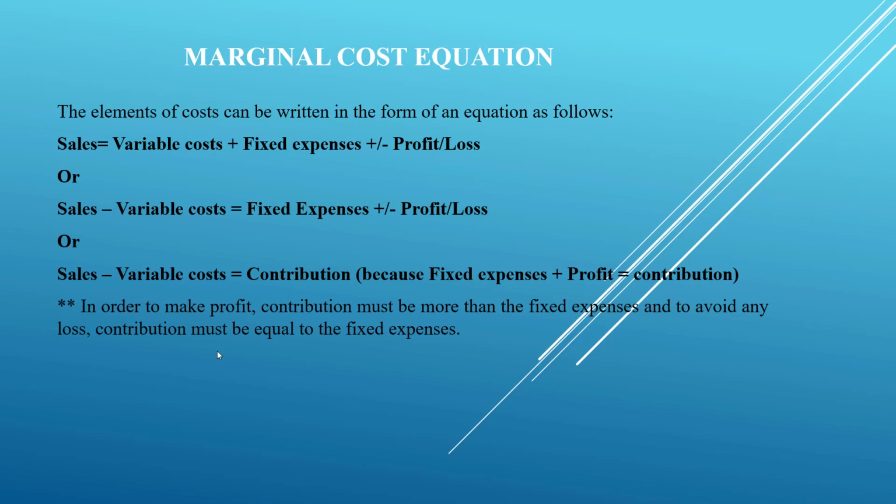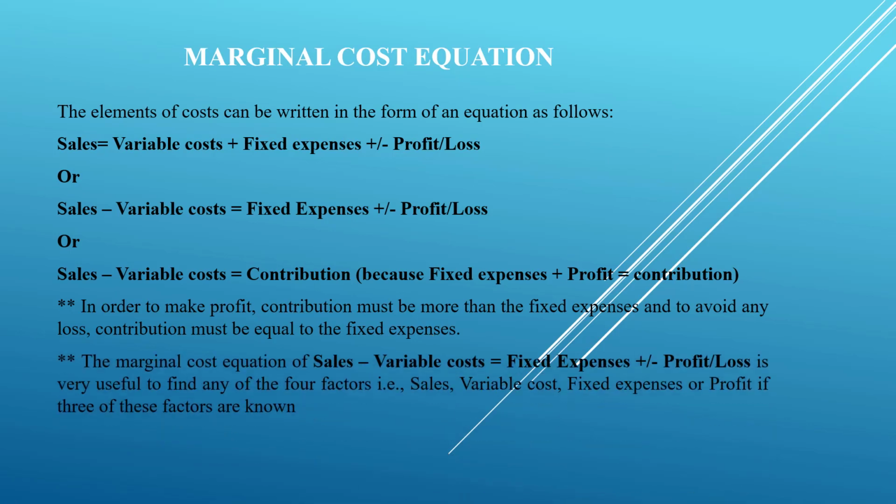This part is very important for you to understand: the term contribution, the term fixed expenses, the term variable cost, and the term sales. The marginal cost equation is helpful to find out the profits, and profits can be found only if the contribution is more than the fixed expenses. If it is less than the fixed expenses, it will suffer a loss, and to avoid any kind of loss, the contribution should be equal to the fixed expenses. That means it should be at the break even point.